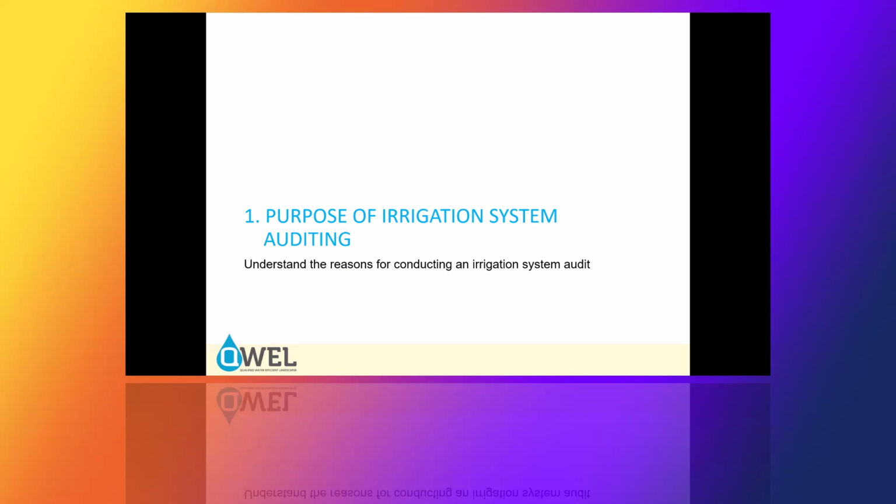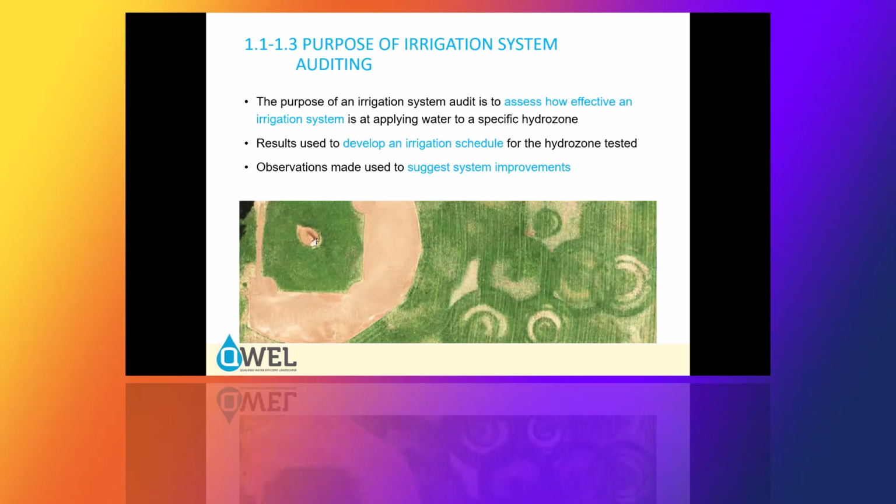So we're going to begin with the purpose of irrigation system auditing. The purpose of an irrigation system audit is to assess how effective an irrigation system is at applying water to a specific hydrozone. The results of an irrigation audit can be used to develop an irrigation schedule for the hydrozone tested. An accurate irrigation schedule helps to ensure that water is used as efficiently as possible within the limits of the irrigation system.